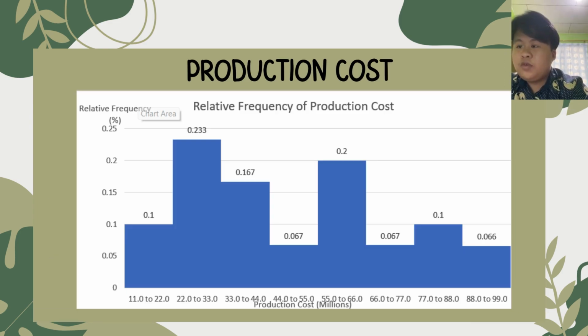Based on the relative frequency of production cost graph, we can get a lot of information from it, like the relative frequency for each class interval, and we can determine which is the highest, which is 22 to 33 million of production cost, which has 0.233 relative frequency.